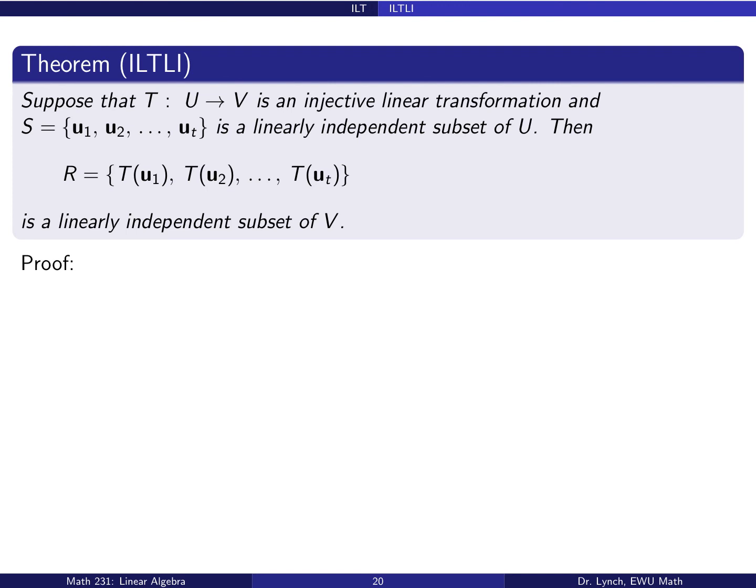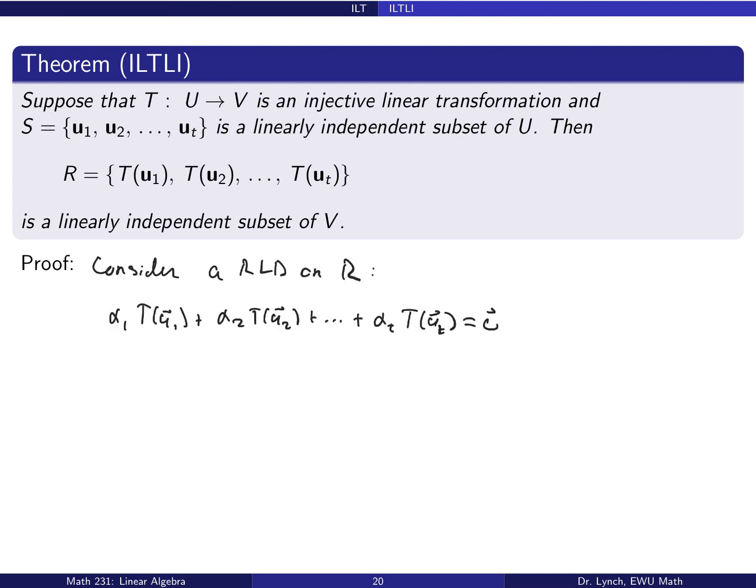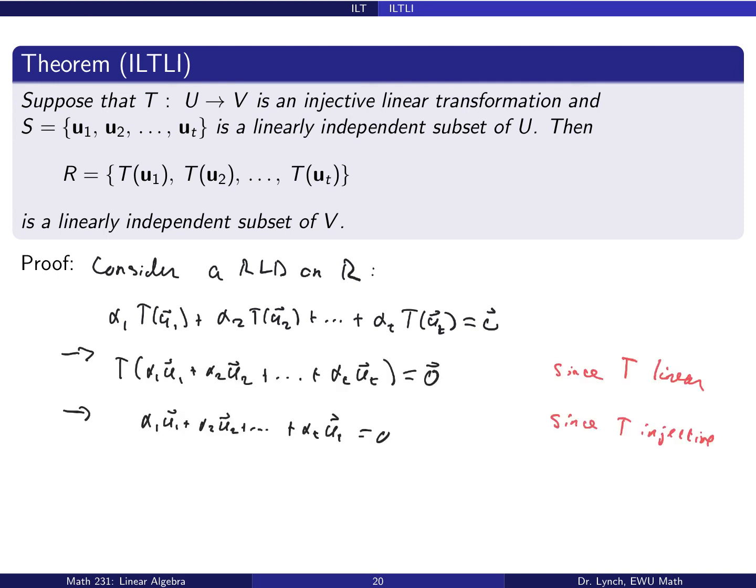In order to have a look at this, we'll just go ahead and consider a relation of linear dependence on the set R. Okay, as usual, if the only relation of linear dependence is trivial, then the set R is linearly independent. Now, since the transformation is linear, we can write this linear combination of images as the image of the linear combination. So here's the image of the linear combination that has to be 0. Now, of course, since T is injective, we know that the only element of the kernel is the 0 vector, so this tells us that the linear combination has to be 0.